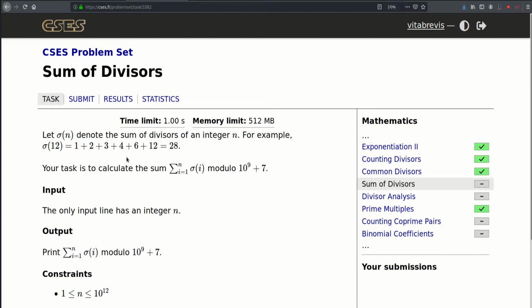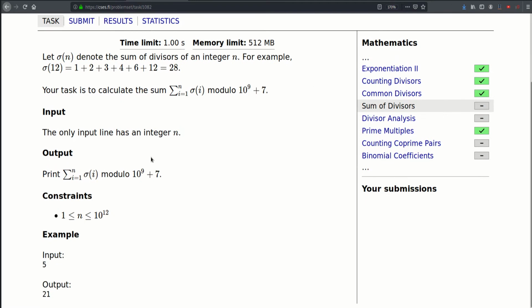Our task is to calculate the sum from i equals 1 up to n of sigma of i, modulo 8,000,007. And notice here n can be very large, up to 10 to the 12th. For example, for n equals 5, we would compute sigma of 1 plus sigma of 2 up to sigma of 5, and this will give us a total of 21.